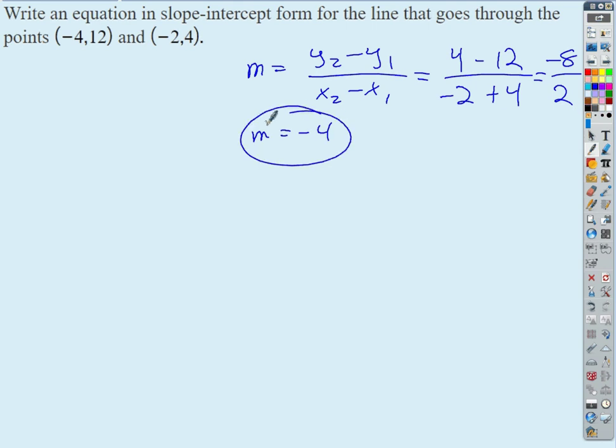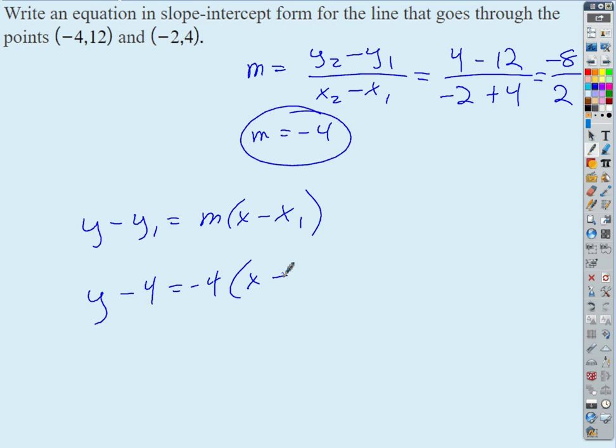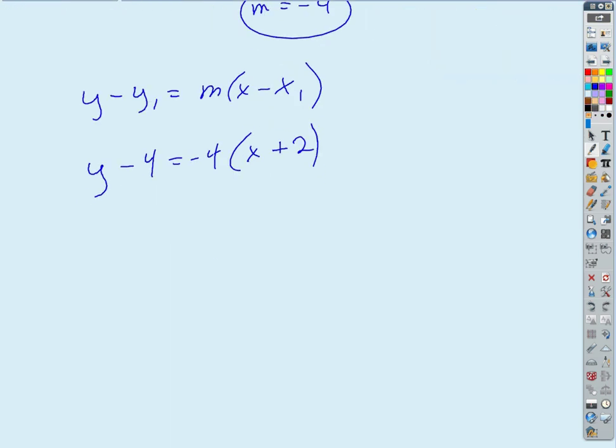We can use either one of those points to plug into point slope form, right? So we got point slope form, y minus y1 equals m times x minus x1. x1 and y1 just need to be the coordinates of a point on the line. Well, these are a little bit smaller numbers, so let's use those. We'll get y minus 4 equals m, which is negative 4, times x minus negative 2. So x plus 2.